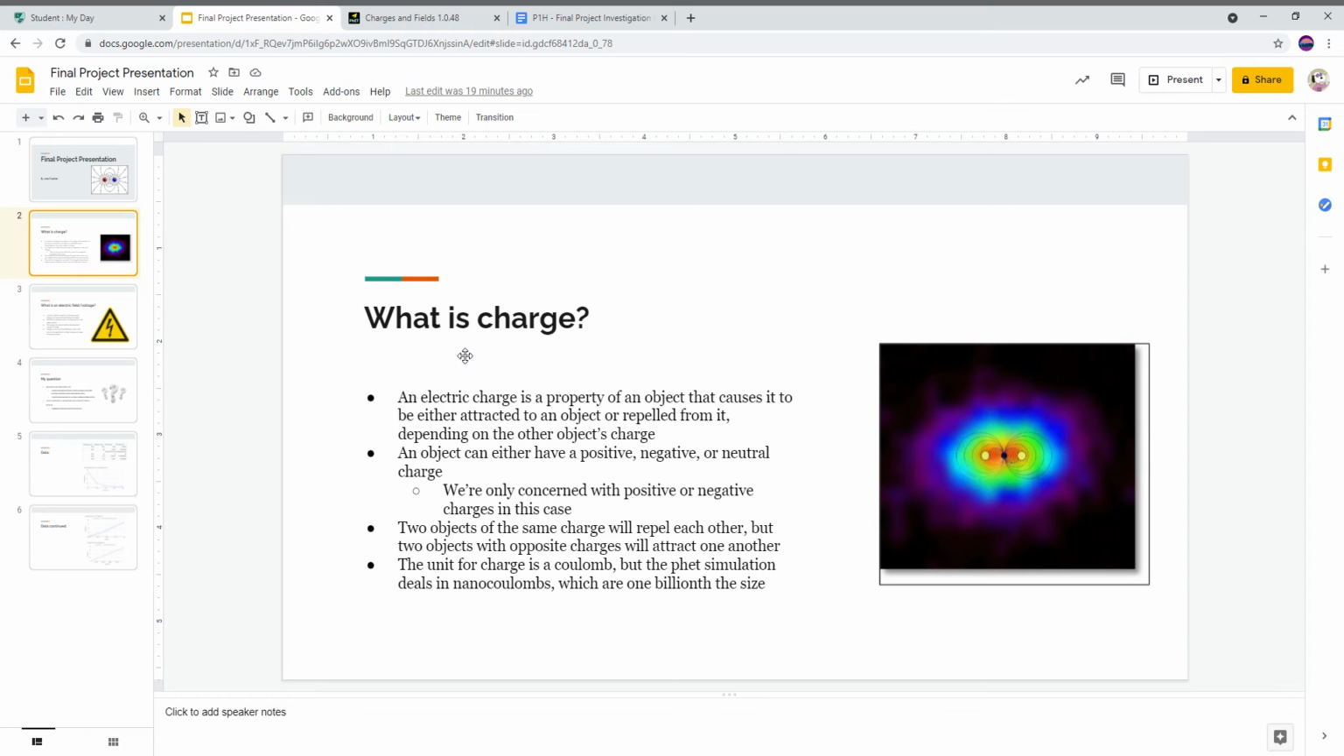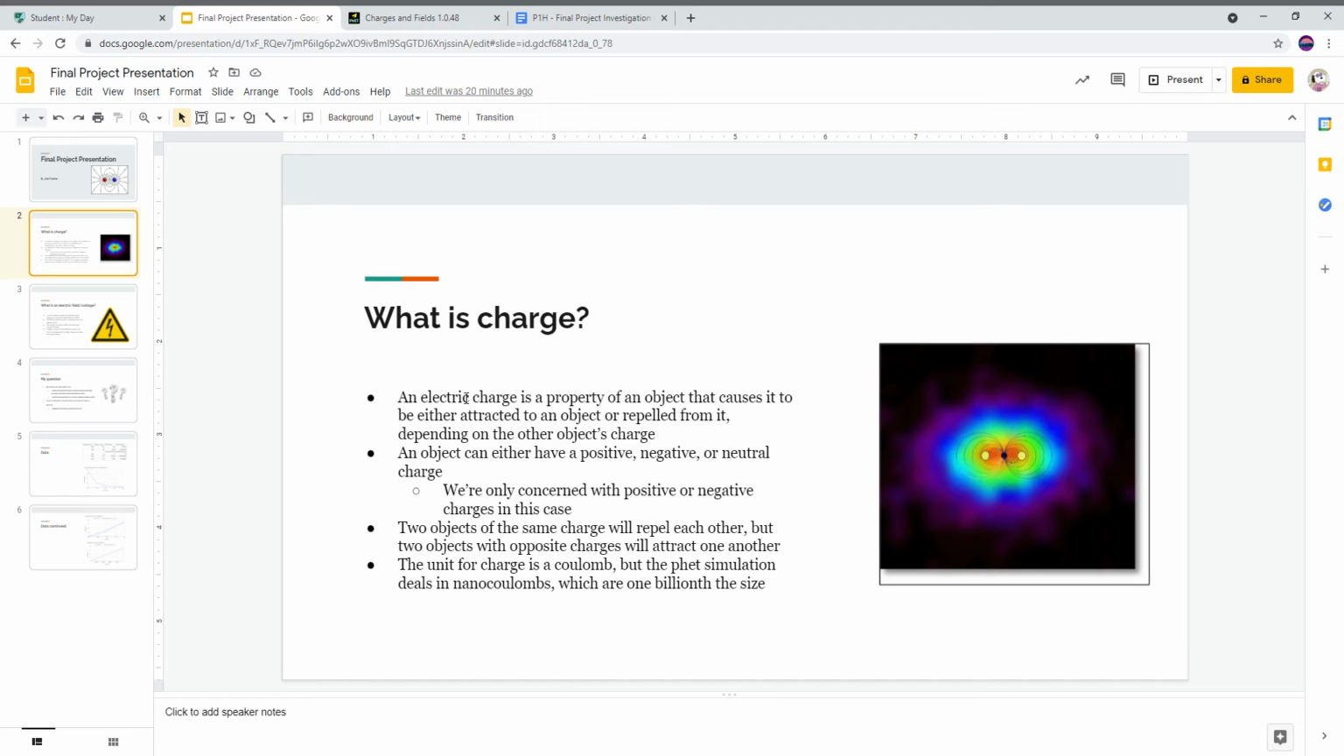So what is charge? An electric charge is a property of an object that causes it to be either attracted to or repelled from another object, depending on the other object's charge. An object can have one of three types of charges: positive, negative, or neutral. But the PhET simulator doesn't deal with neutral charges, so we are only concerned with positive or negative charges and how they interact with one another for this project.